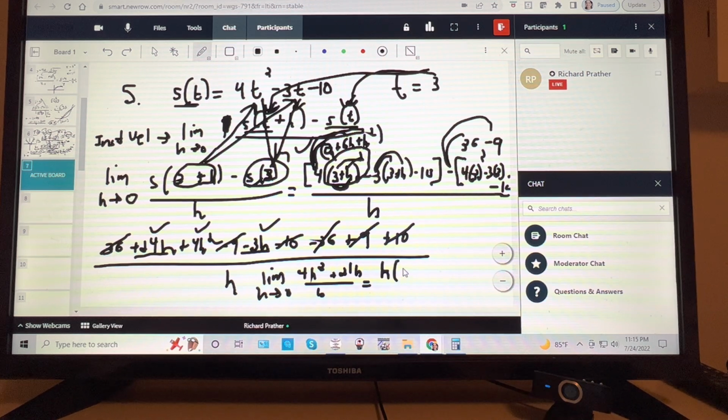H times 4h, you took one of the h's away, and then plus 21, and you took the h away. So boom, boom, those cancel. Now I can finally plug 0 in. 4 times 0 is 0. That always just disappears. So the answer is right there, 21. The instantaneous velocity of this object is 21, whatever units it's about.